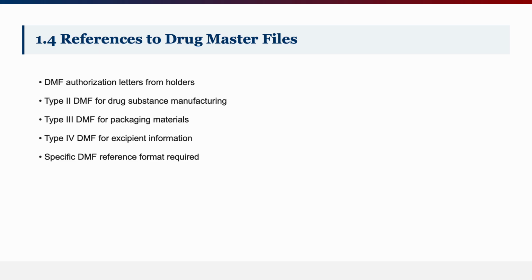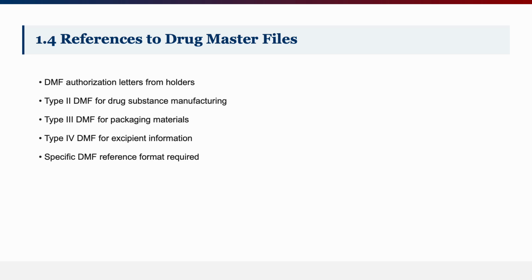DMF number, 12345. DMF holder, ChemSource International Incorporated. DMF type, Type 2, drug substance. Subject, NPT 2847 active pharmaceutical ingredient. A letter of authorization from ChemSource International dated January 10, 2026, is attached, authorizing reference to the closed portion of DMF 12345 for manufacturing information.